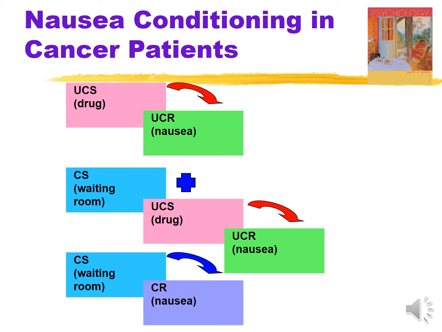And a situation of nausea conditioning in cancer patients. Drugs which are used to treat cancer become associated with the environment of the doctor's office or the hospital, and the cancer patient may learn to, or be conditioned to, feel nausea simply in the presence of the hospital or the doctor's office, not actually when the drug is administered.